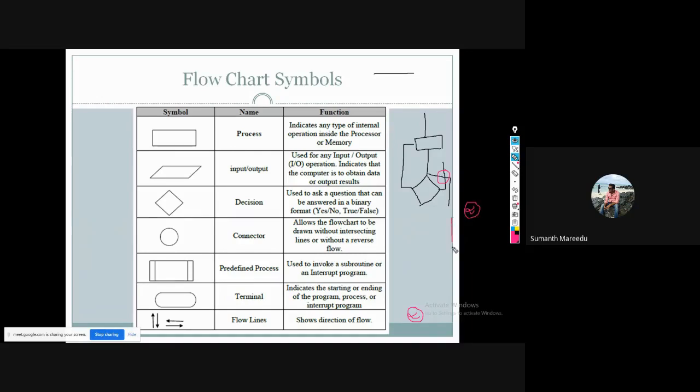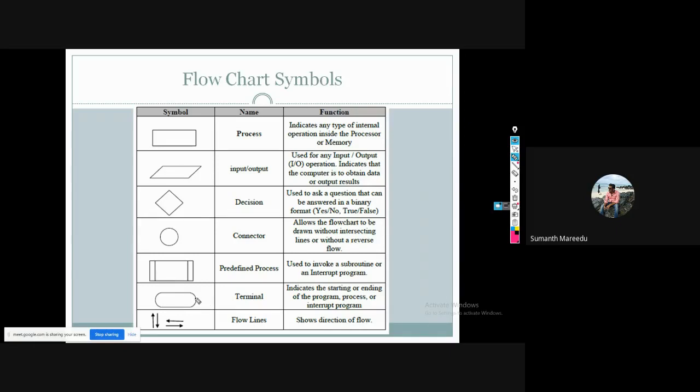Let us say this is page number 1 and this is page number 2, and in the second page I will start with the same symbol I have used here, so that indicates that it is a continuation of the page. In very rare cases we'll use these connector symbols. And this rectangle is a predefined process, so we'll discuss this not now. We'll discuss about this symbol later.